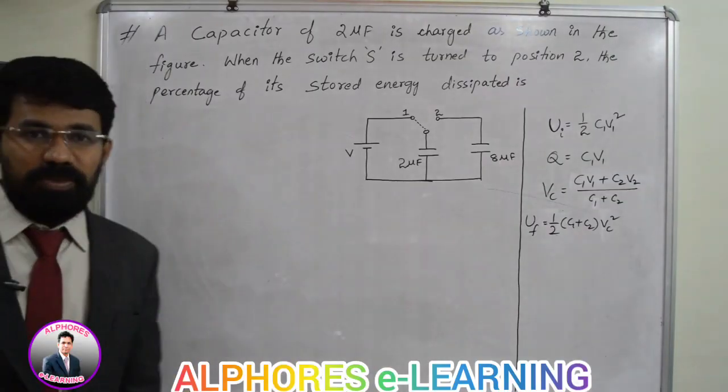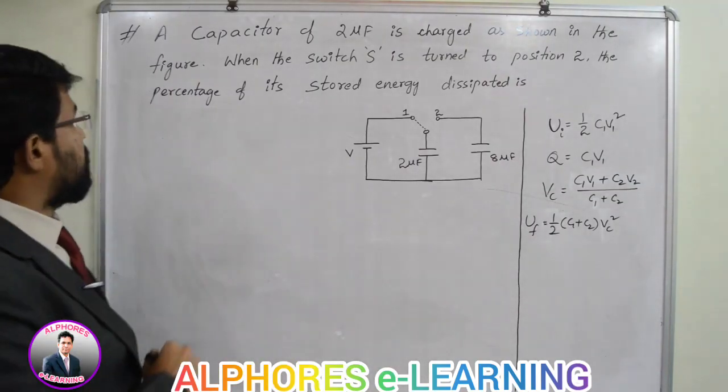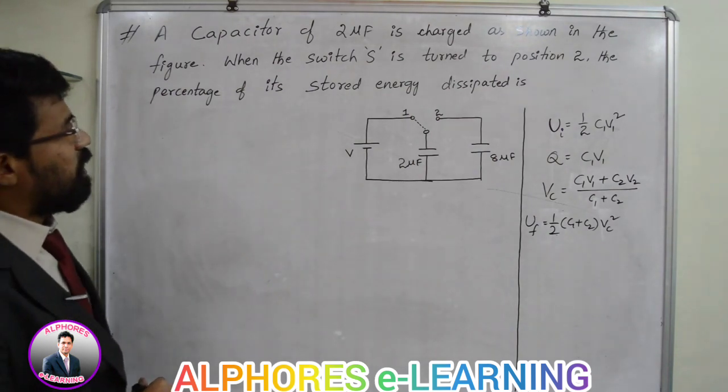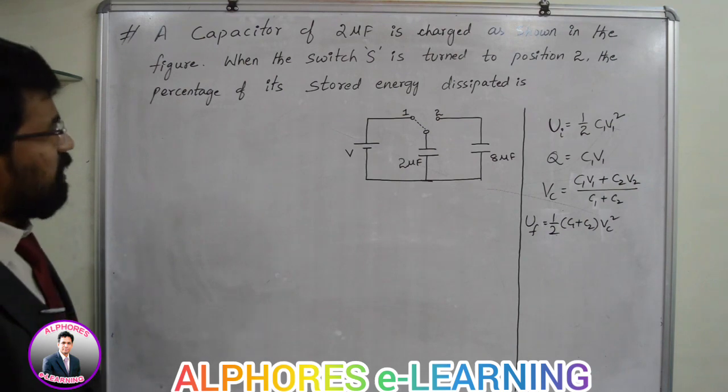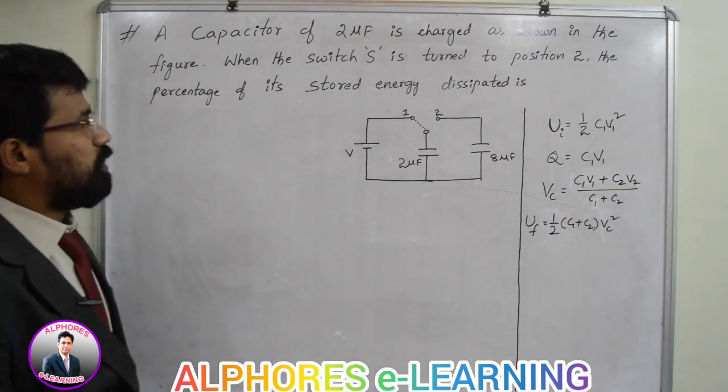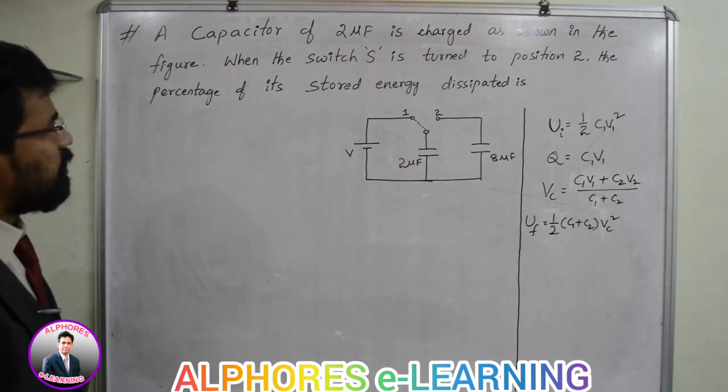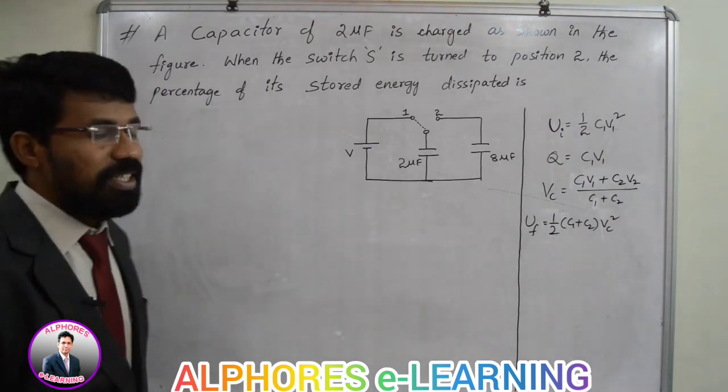So these are fundamental equations in electrical capacitance. Let us try to solve a few problems based on this one. Students, now let us discuss this problem. Let me read this. A capacitor of 2 microfarads is charged as shown in the figure. When the switch S is turned to position 2, the percentage of its stored energy dissipated is.